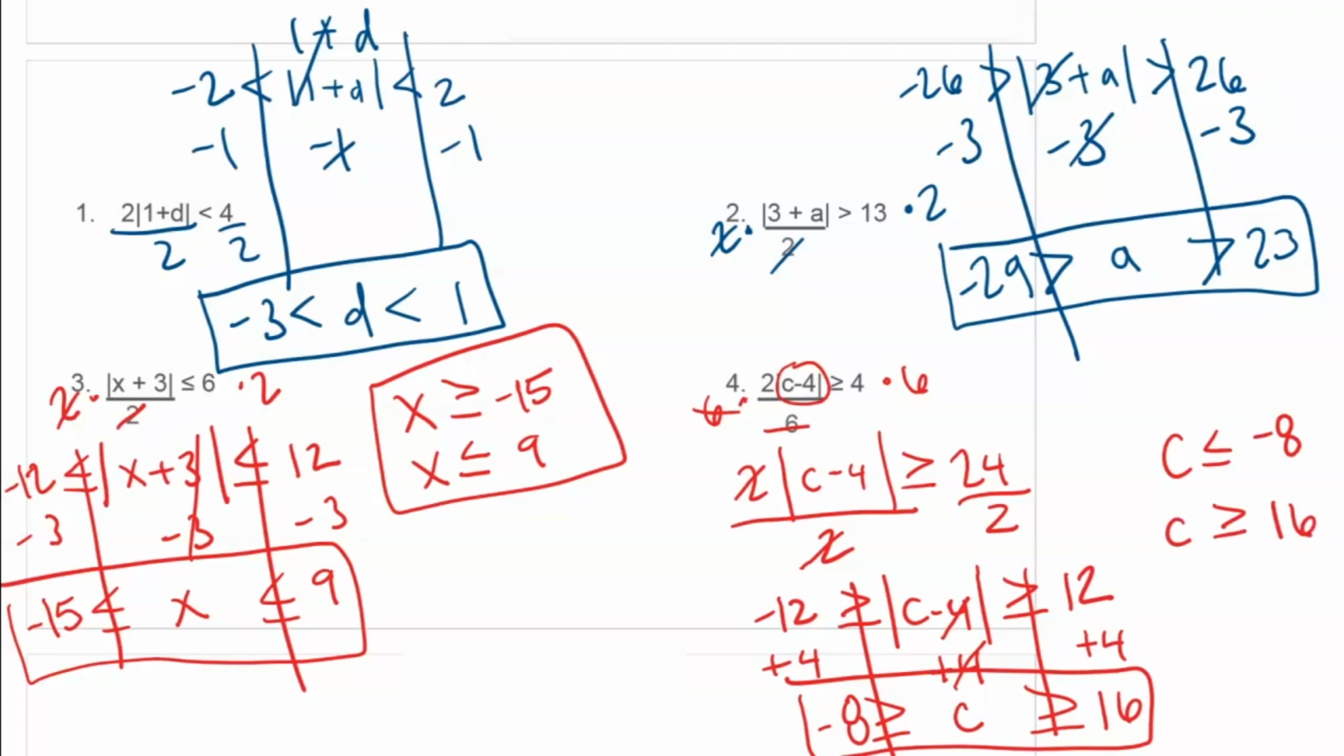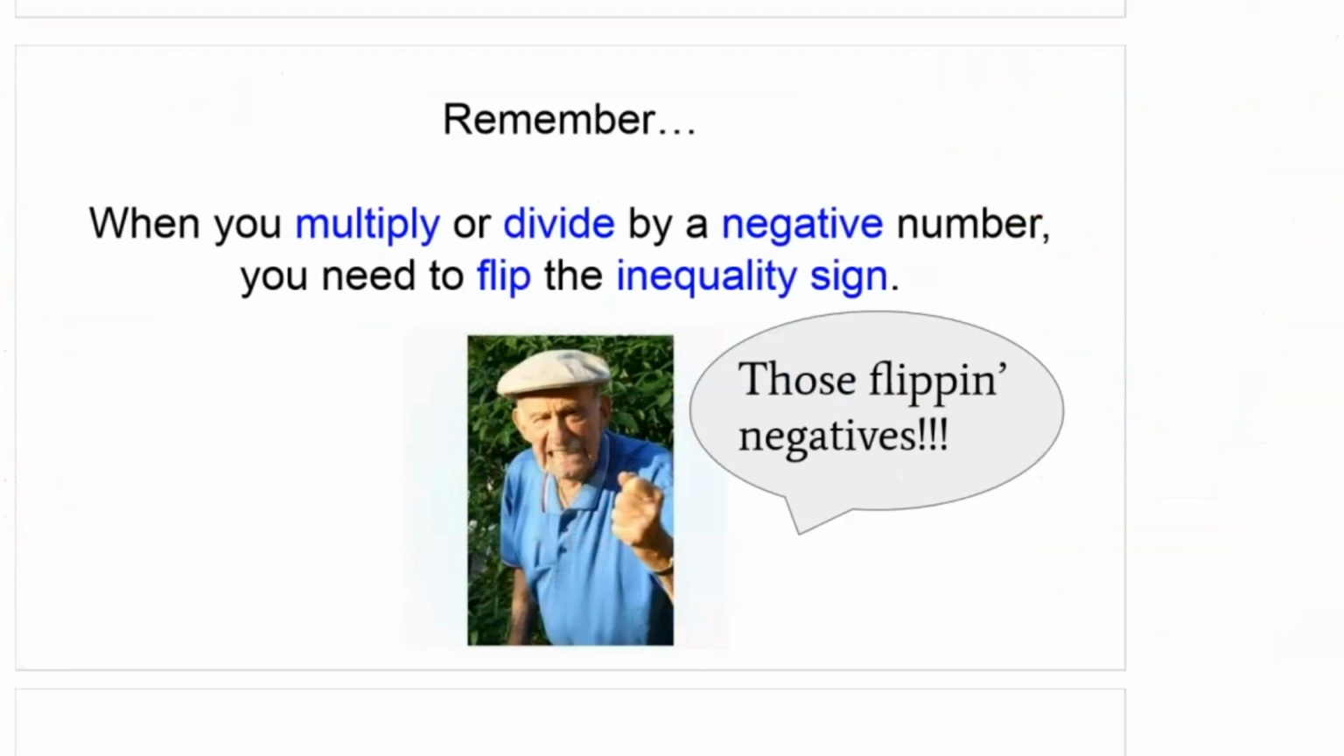So you're reading that from the middle out. That's why that sign is flipped, because I'm reading it from the c out. So c is less than or equal to negative 8. And then c is greater than or equal to 16. And there's my answer. Now let's talk about what makes inequalities different from regular equations with equal signs.